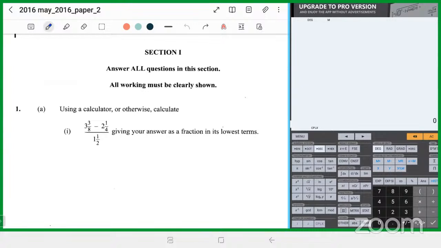Let's set up this fraction up here and look at it. I'll make it a little larger for you. It's a fraction, and then on top there we have a mixed number.